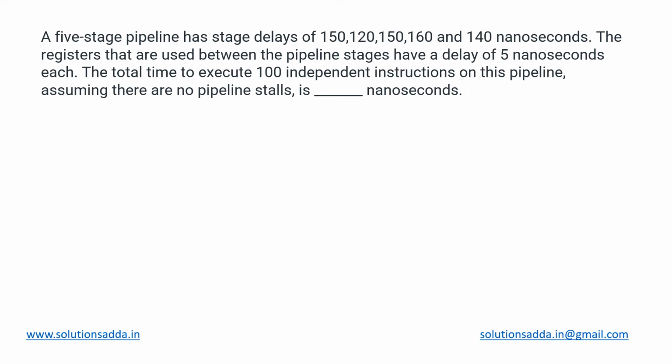CI question based on a pipeline processor. We are having a 5-stage pipeline which is having the stage delays of 150, 120, 150, 160 and 140 nanoseconds respectively for the 5 stages.